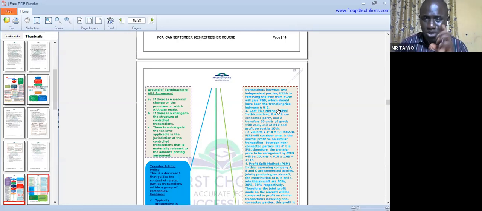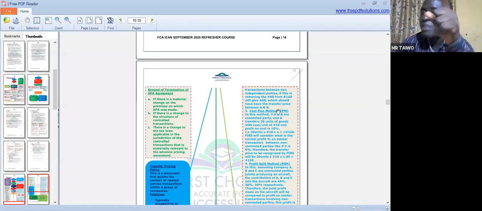That means the tax authority will reject the profit on cost. Invariably, they will reject the transfer price between A and B and substitute it by considering the profit that would have been made between two independent parties. So the transfer price they will now use between A and B will be a function of the profit between the two independent parties. Instead of it being 1,020, it will now be 1,040.